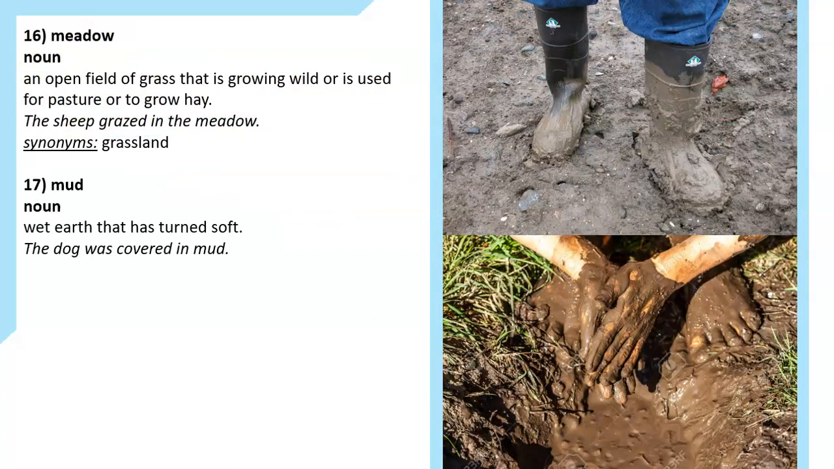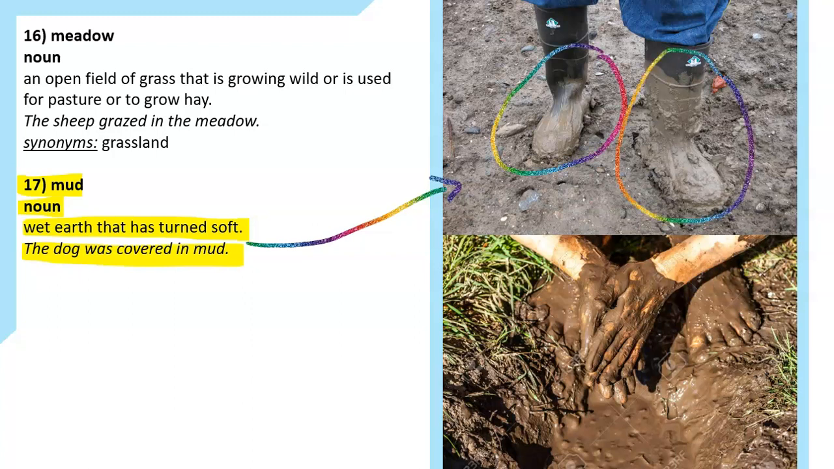Our next word is mud. Mud is a noun, and it is wet earth that has turned soft. For example, the dog was covered in mud. This is what mud looks like. We often see mud after a rainy day. You can say, my boots were covered in mud after the rainy day. Or, the boy's hands and feet were covered in mud.